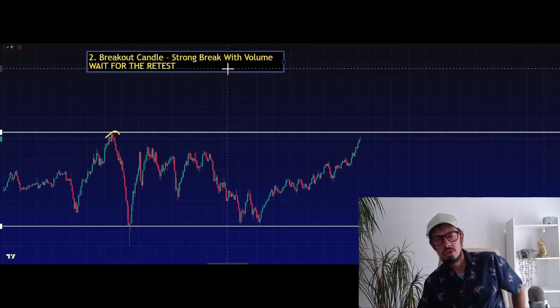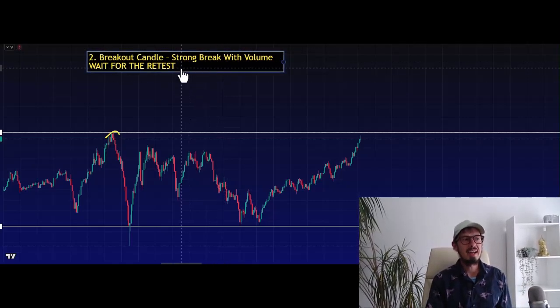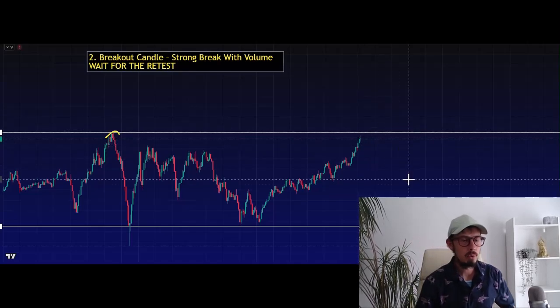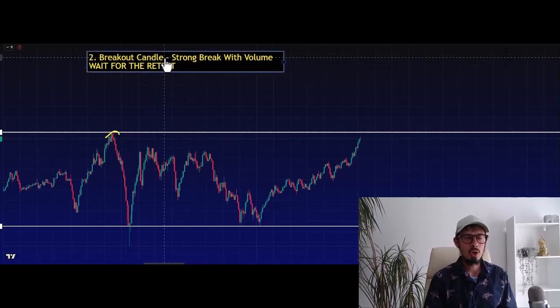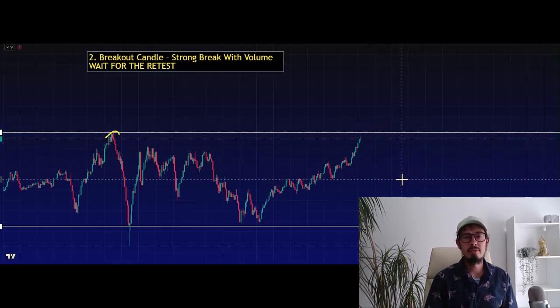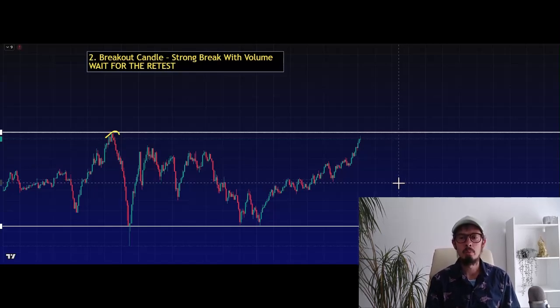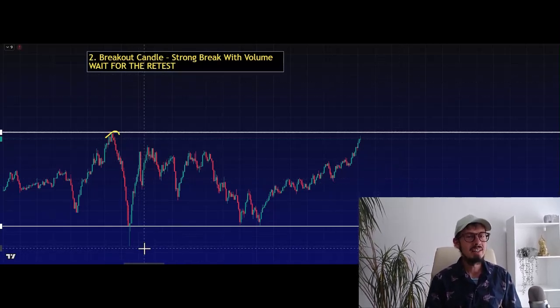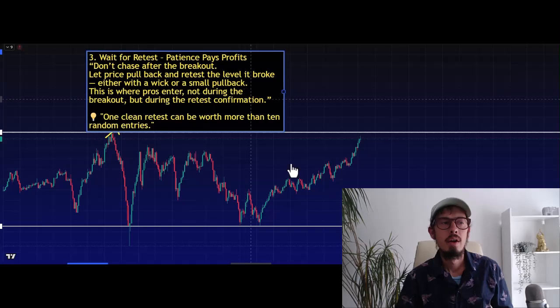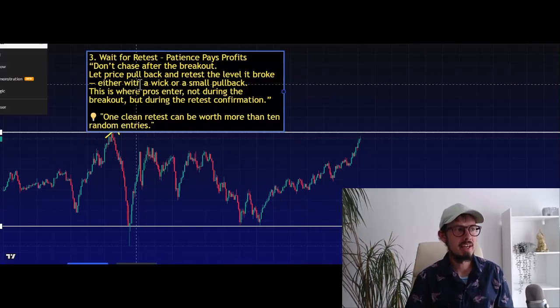Step number 2 is we wait for the breakout to happen: a strong breakout with volume. In this case, if the breakout happens on the upside, we will look for buy trades. But not whenever the breakout happens, because a breakout can happen and the price can still go down. That would be a fake out. How to avoid fake out breakout trades is by doing the third step: waiting for the retest.